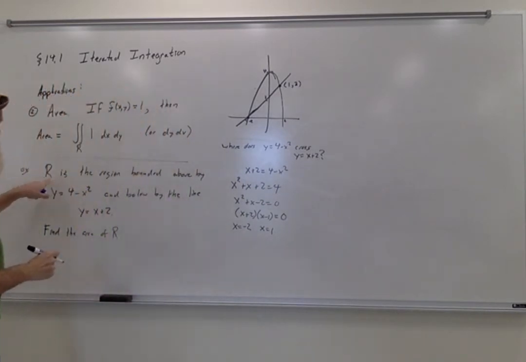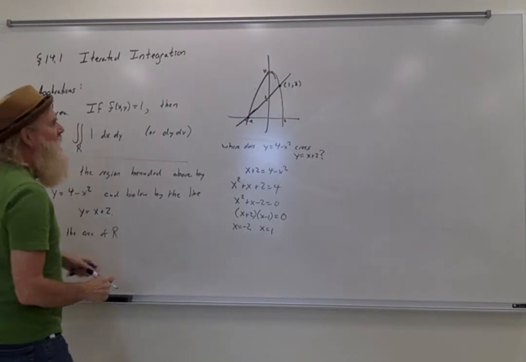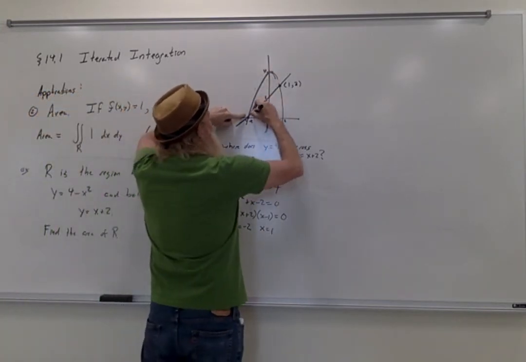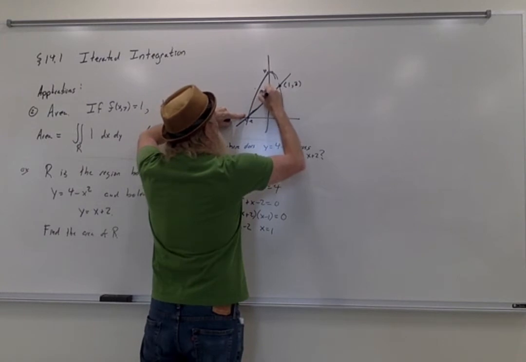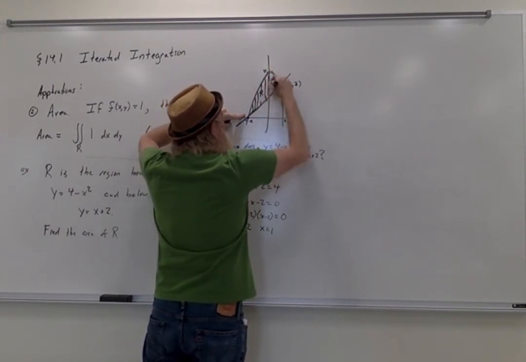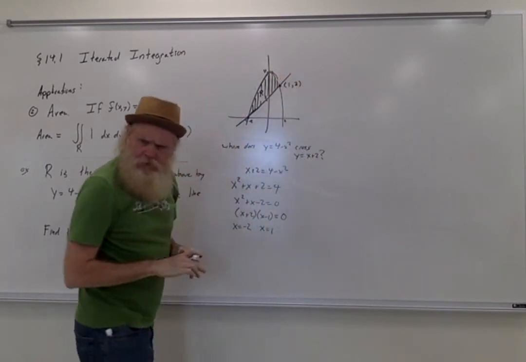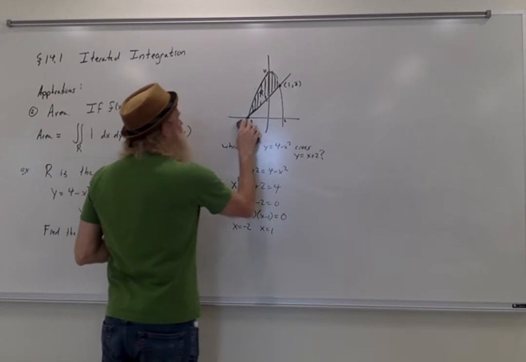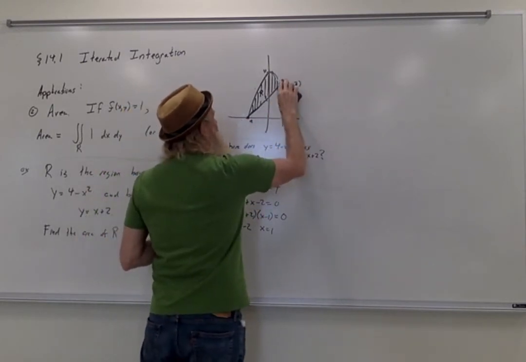So if R is the region which is bounded above by the parabola and below by the line, then this means that this part is the top curve and the line is the bottom curve. So R is going to be this region in between the two. So let me erase some of the extraneous parts so we can focus on the part that we're interested in.